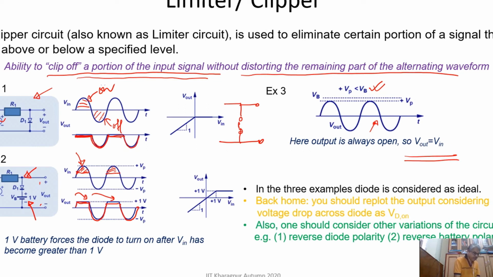Okay, so these are the 3 examples, and we will also discuss 2 more examples on the next slide, but I would like to point out that in these examples I have considered the diode to be ideal. You should practice examples with VD on, or V gamma, and there are also many permutation combinations possible here. You can reverse the diode polarity, you can add a battery, you can reverse the battery polarity, and so on.